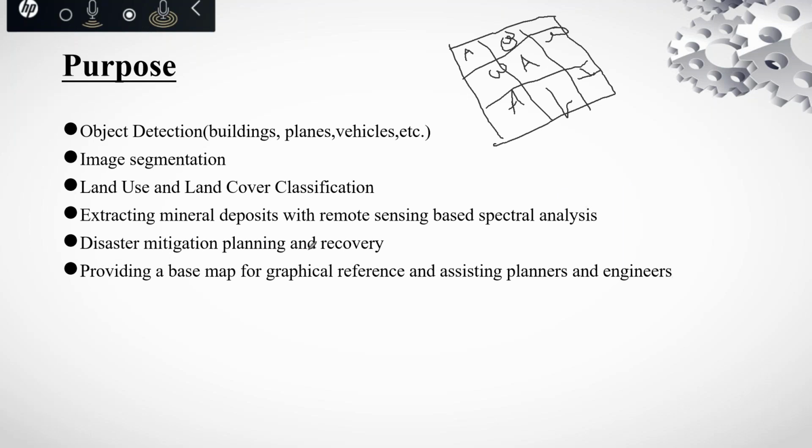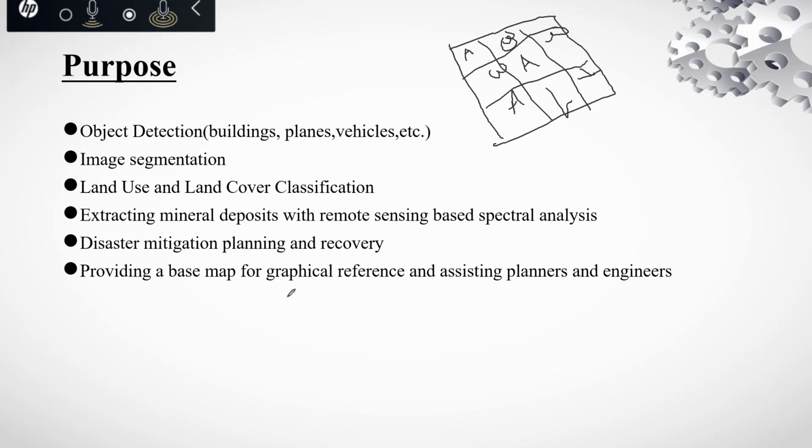Next is disaster mitigation planning and recovery. So, for example, as I have mentioned earlier also, suppose the weather changes, suppose there's a hurricane or a cyclone coming very soon. So what we can do is we can collect the raster images and we can collect the information from that. What is the speed of the hurricane or the cyclone, or in which direction it is moving? All that information we can gain from this type of analysis.